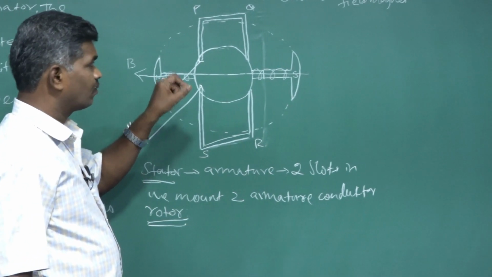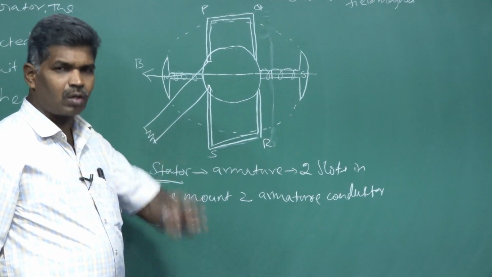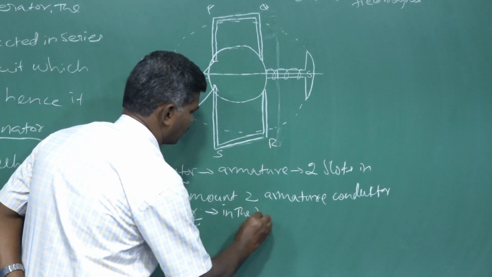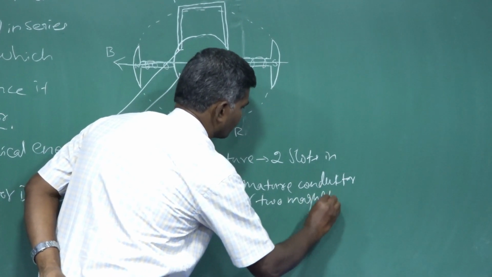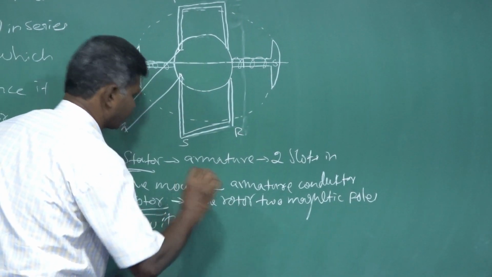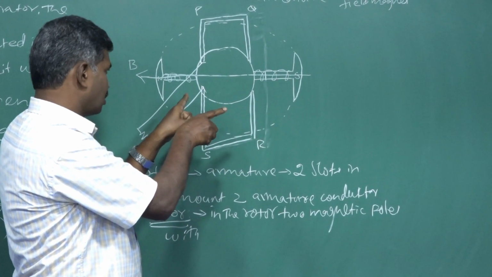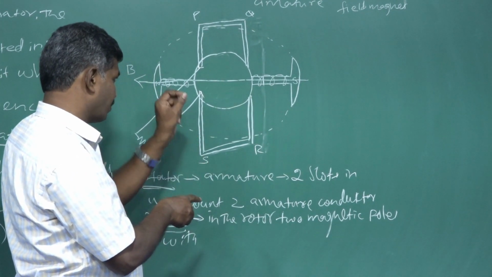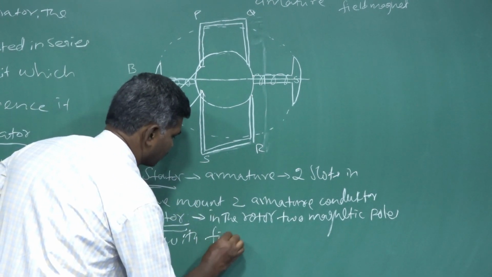Which one is the rotor? The field magnet. In the rotor we have two magnetic poles. These magnetic poles are formed by a coil, producing a north and south pole. That is a coil winding, which is why we call it the field winding.